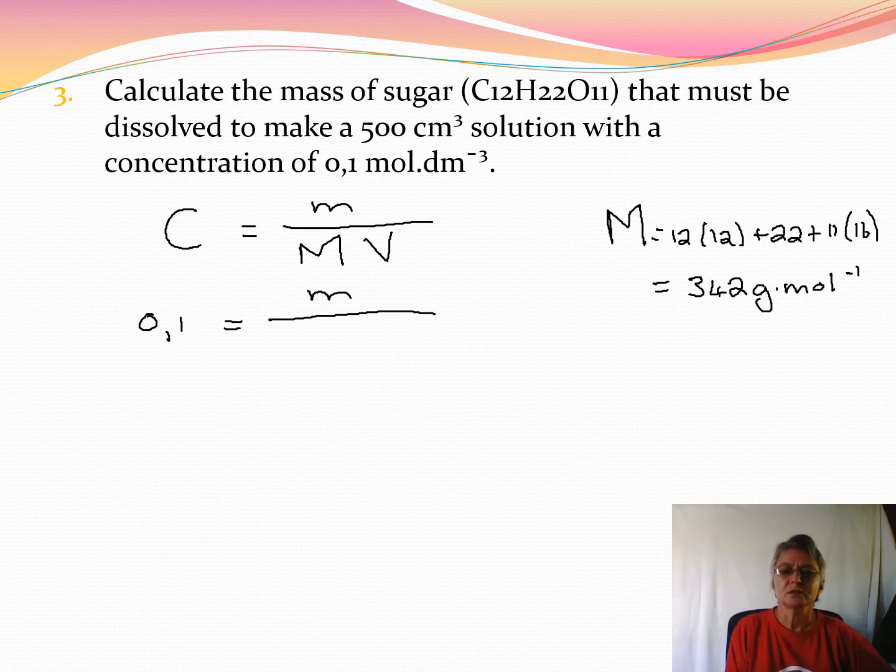So this is 342. Then 500 cubic centimeters is 0.5 cubic decimeters. The mass would then be 17.1 grams.